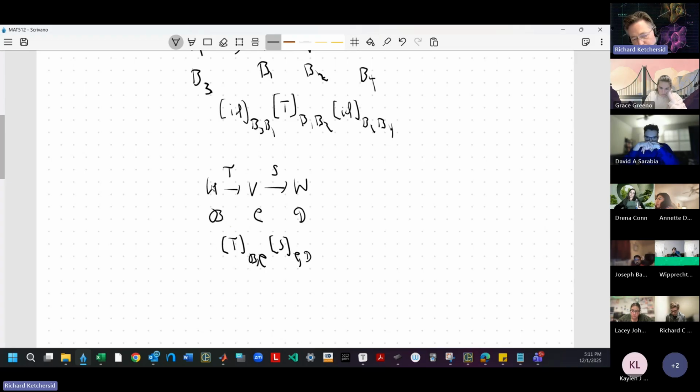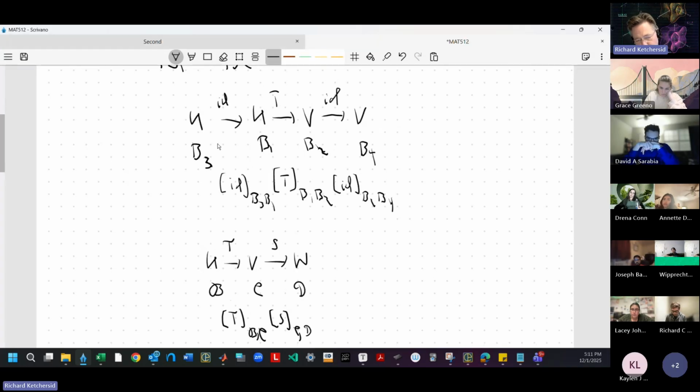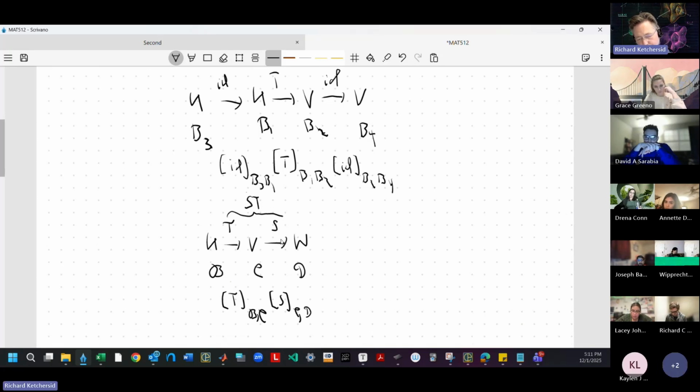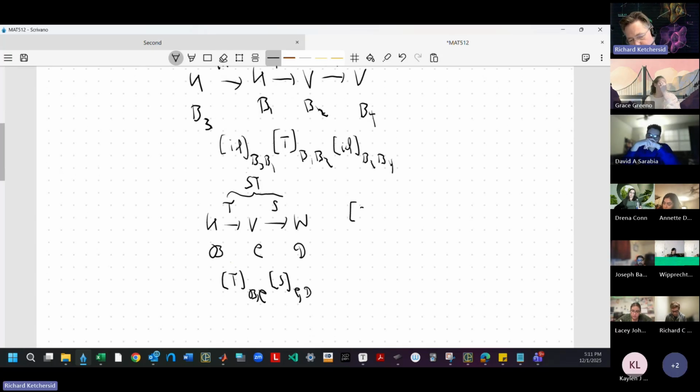And if I go all the way across, what I have when I put these together is actually S followed by T. We have to be a little bit careful about this when I go across, because I need to do T first and then S to get all the way across there. So I'm really interested over here in S, T going all the way from B to D, with respect to the basis. That's the situation we're in.